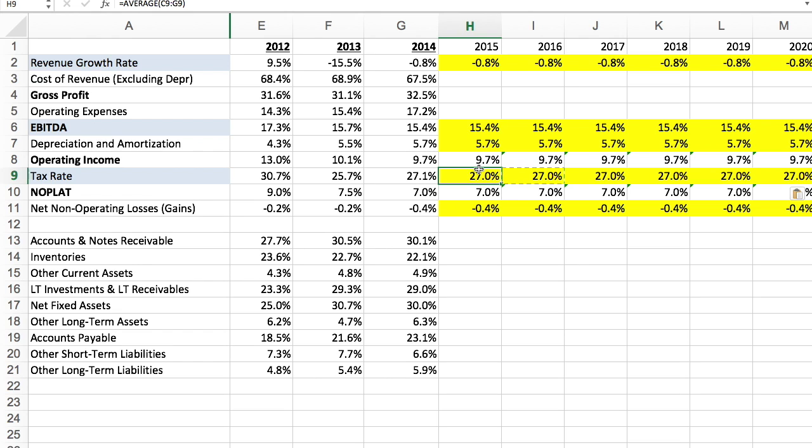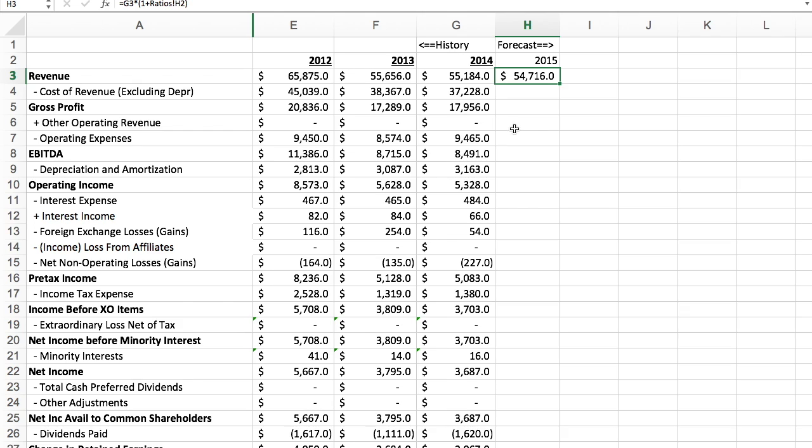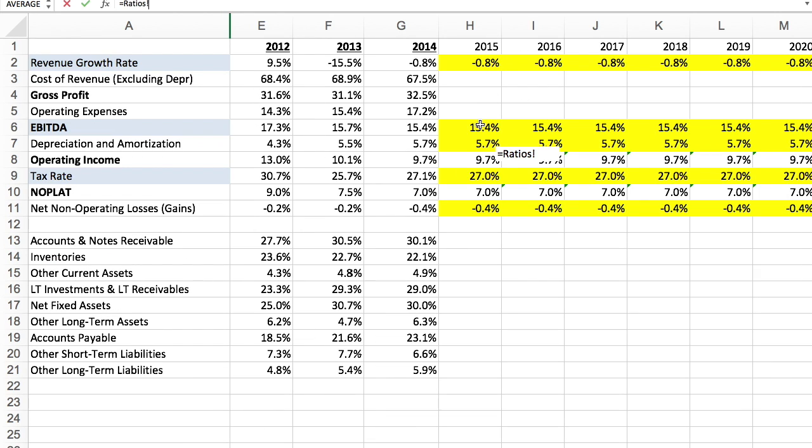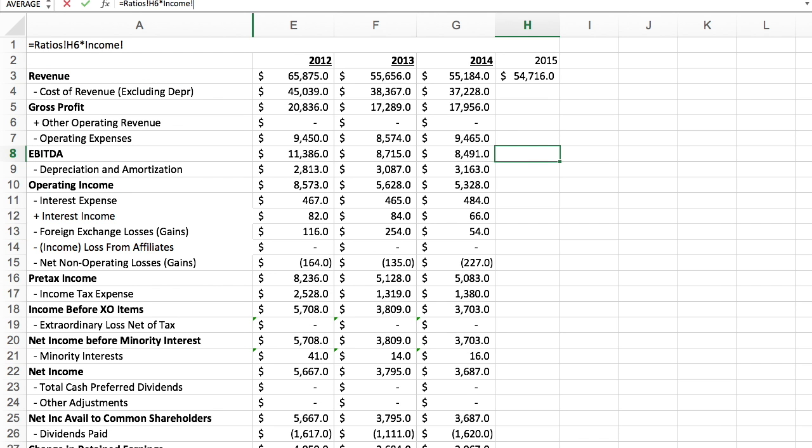Now, from these ratios, I then want to create the actual income statements. So just like we started with revenue, I'll go to the income tab. So the next item down was the EBITDA. Now, EBITDA was a percentage of revenue. Everything after revenue growth rate is a percentage of revenue. So here's the point. For EBITDA in 2015 equals, from the ratios tab, EBITDA as a percentage of revenue, so H6, times, from the income tab, H3, which is the dollar forecast of 2015 revenue. And that would get me an EBITDA of 8419.